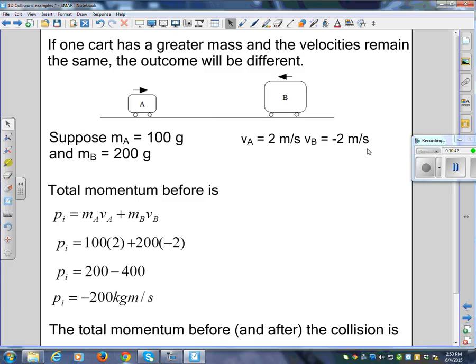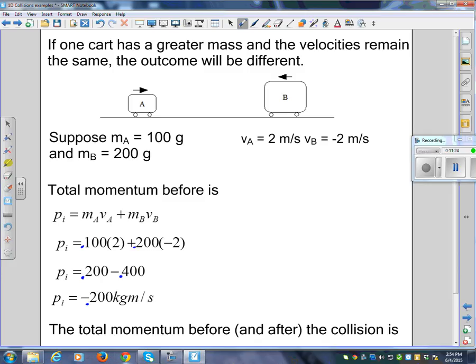Here's how you would do it. So what's the total momentum before? PI is MAVA plus MBVB. Mass A, velocity A, 100. Does it have to be in kilograms? Yes. It probably should be. Oh, but this says 100 grams, right? So I guess that should really be a decimal there. So it's 0.1 times 2, or 0.200. 0.200 times -2, minus 0.4. And so you get a total initial momentum of minus 0.2 kilogram meters per second.